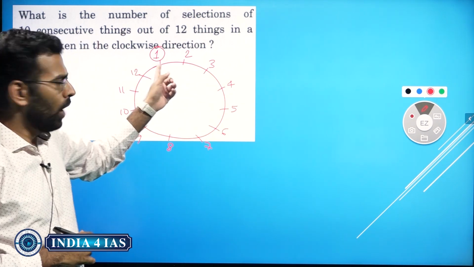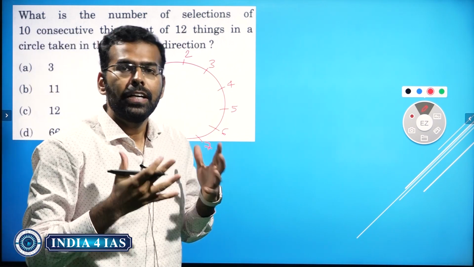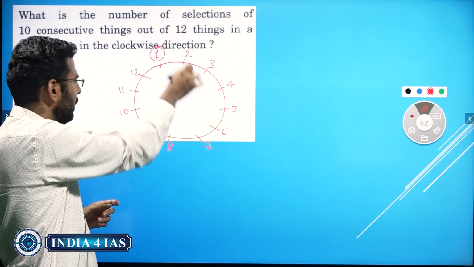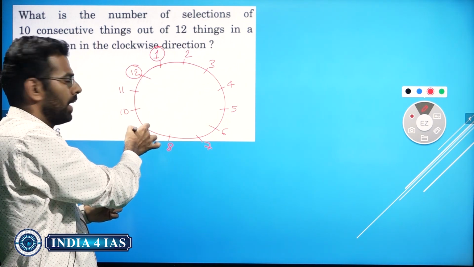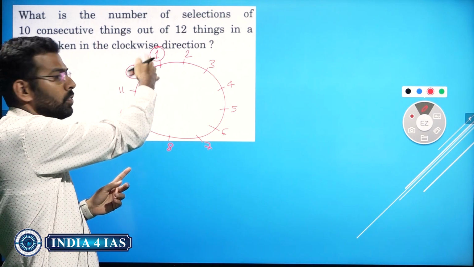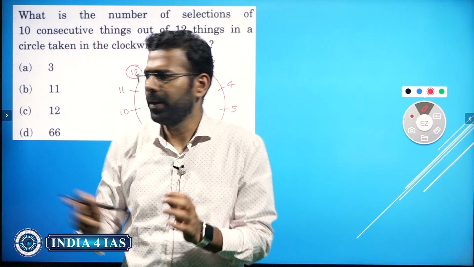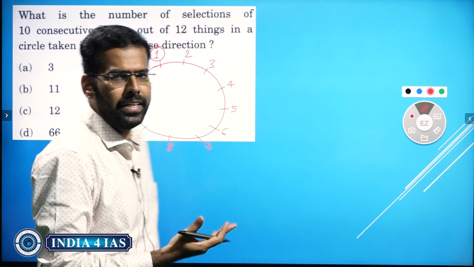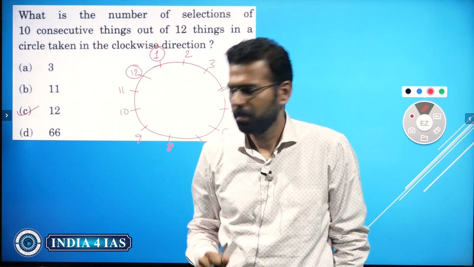See, you have 12 different positions, so obviously you will have 12 different selections you can make. By the time you start from 1 and come up till 12, it is 12 to 9. After that it is a repetition of 1 again, so it's the same one. So if you have 12 different points, you will have 12 different selections. So it was an easy question, if you think from that point of view.